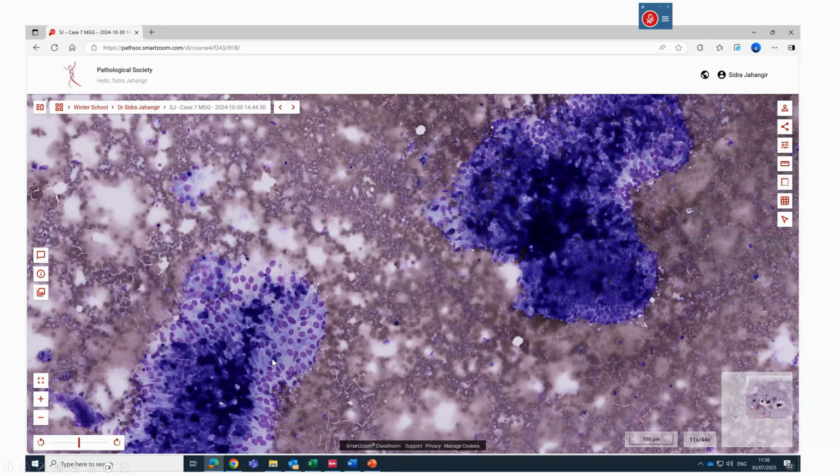And there is mild pleomorphism, or you can call it mild atypia. The nuclei are slightly enlarged. They are not like normal. There is no normal NC ratio. The NC ratio is disturbed in most of these ductal cells.